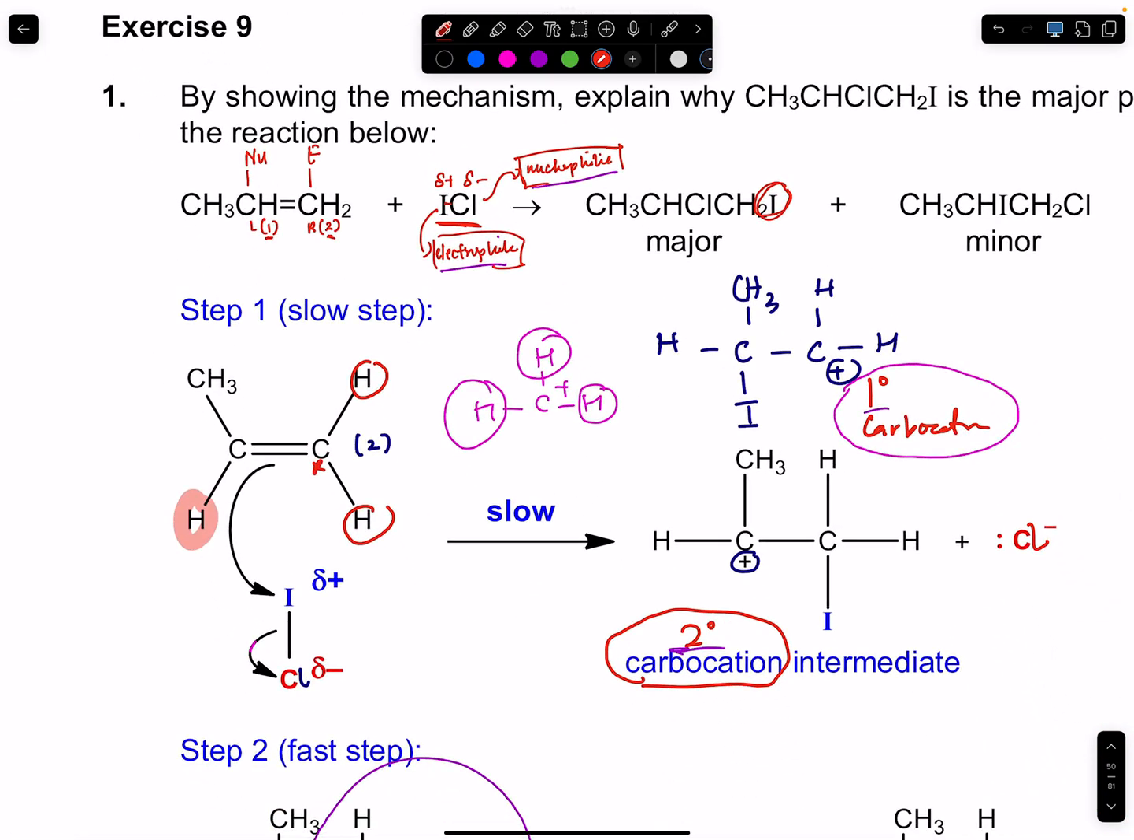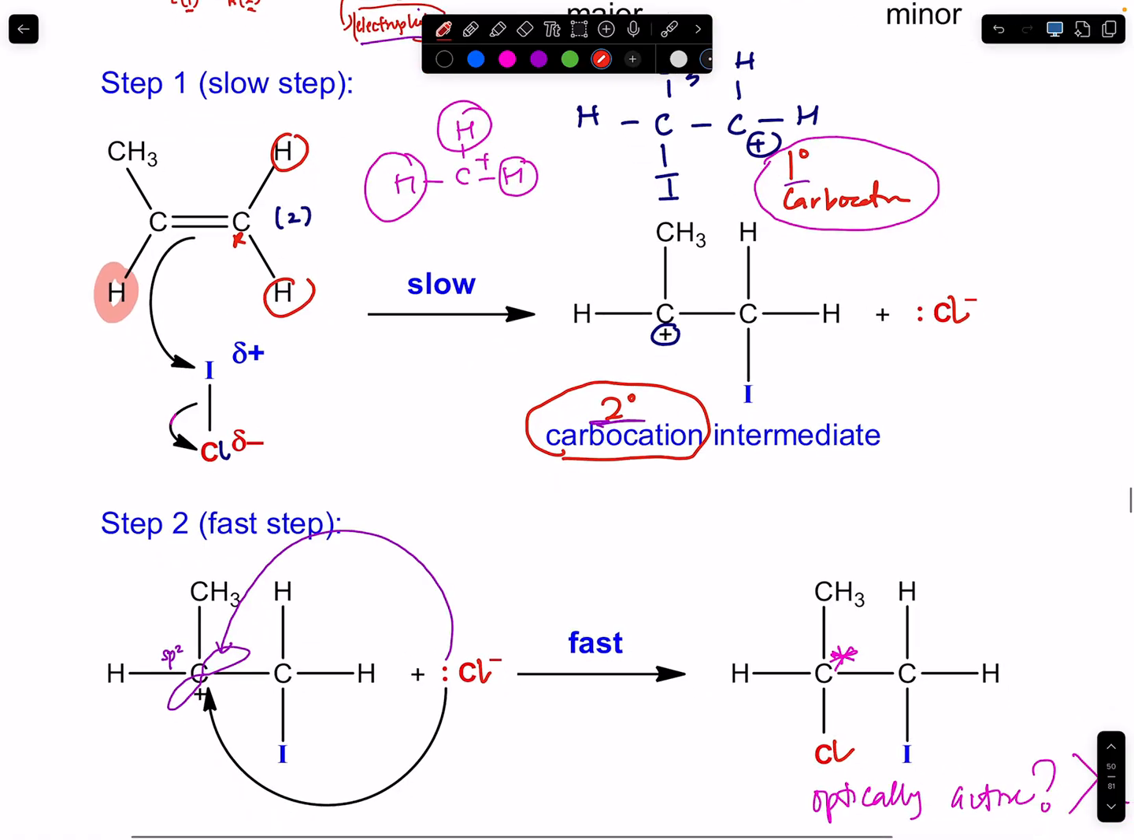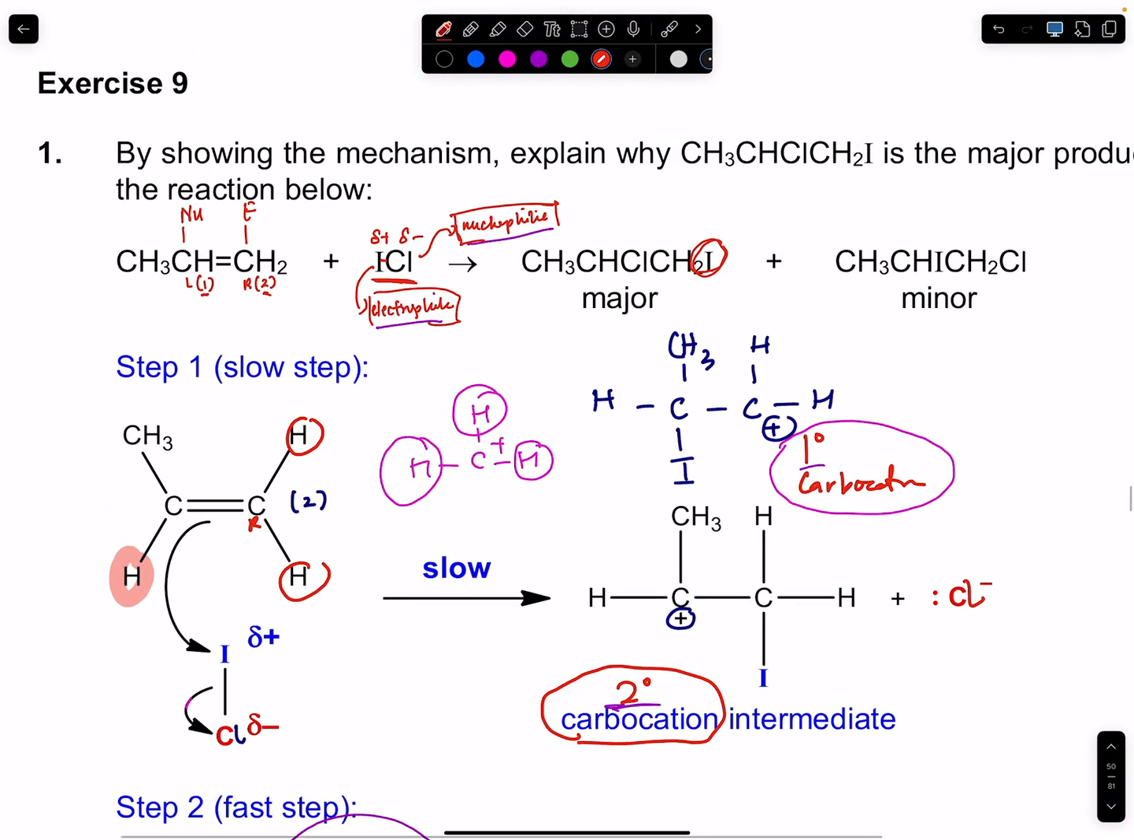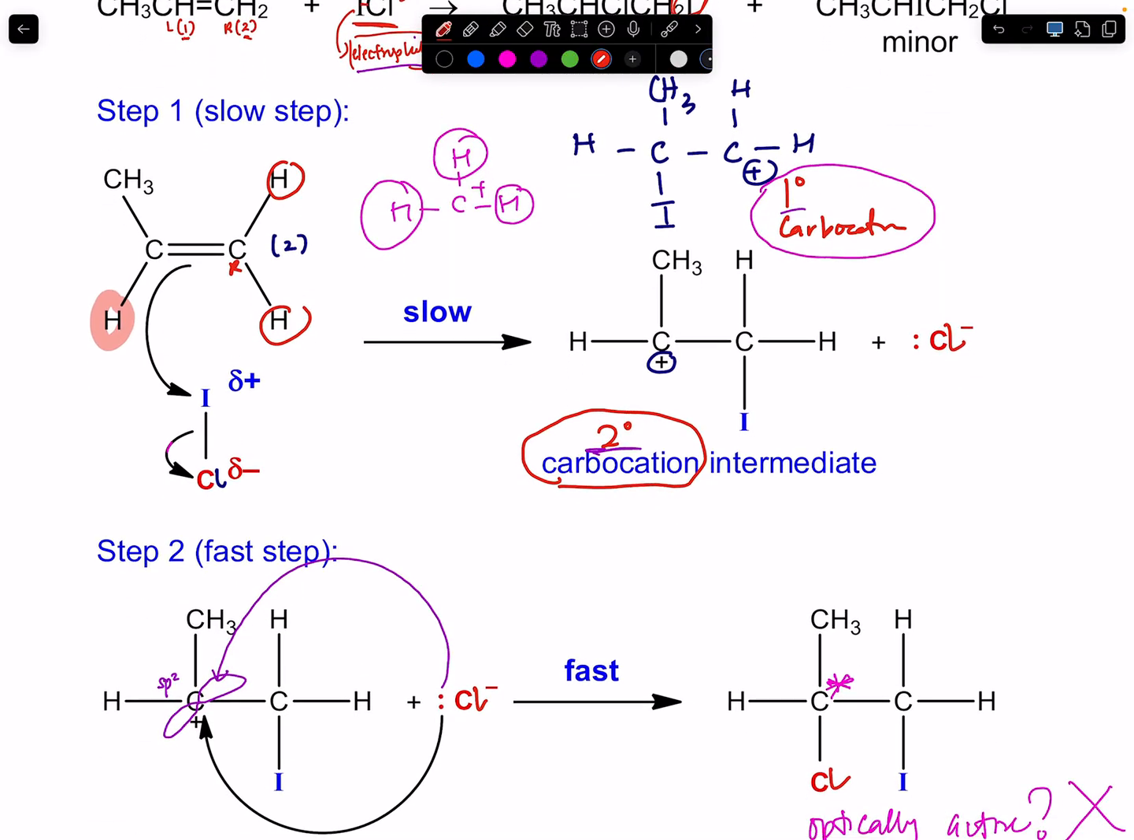Now, if you cannot see this pattern, then I suggest you draw carbocations for both and then label the carbocations secondary versus primary. After that, you select. Are you all clear on this?